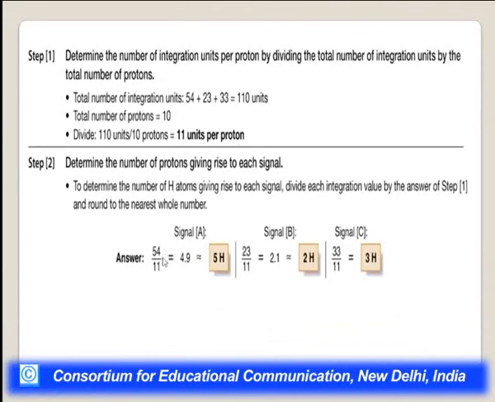The integrated value for the particular signal divided by the number of units per proton. So it will come out 4.9. For the second signal we get 2 protons, for the third signal we get 3 protons, and we can round it off to 5 protons. So for the first signal the number of protons comes out to be 5 protons, for the second signal or B signal 2 protons, and for the third signal 3 protons.